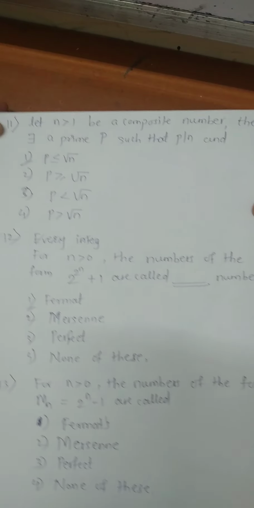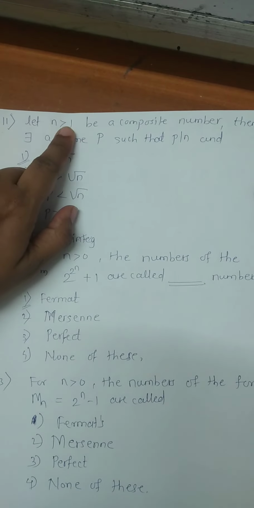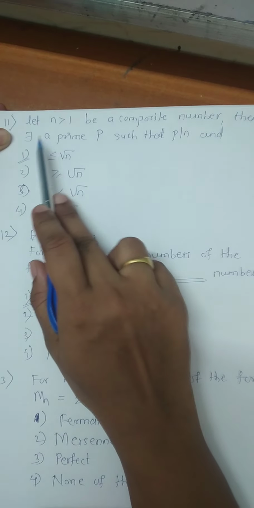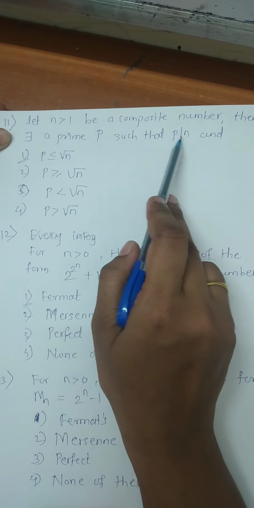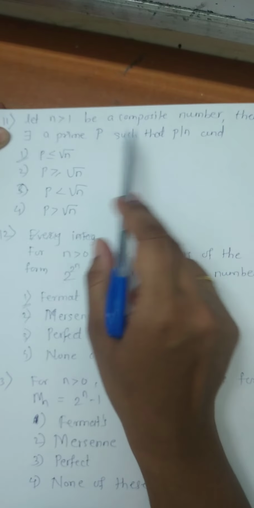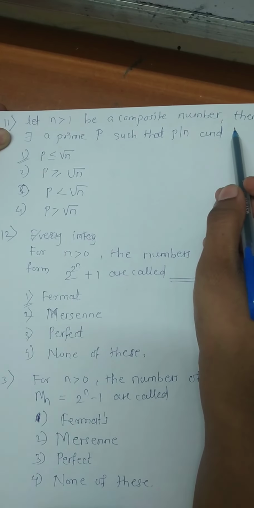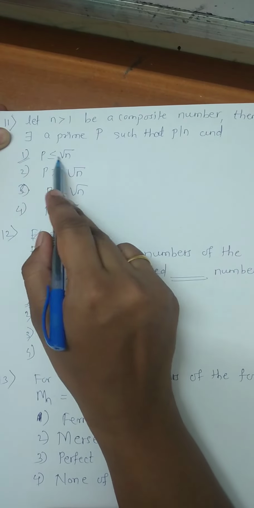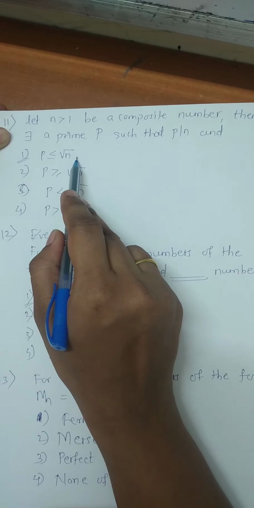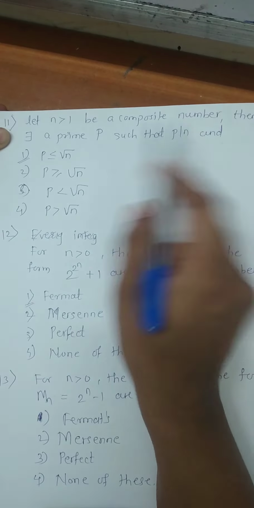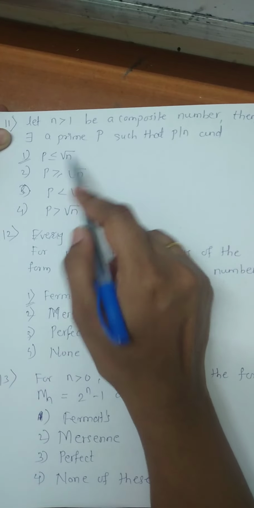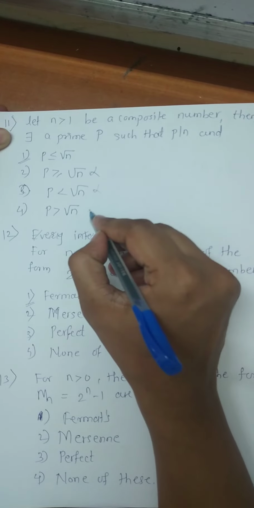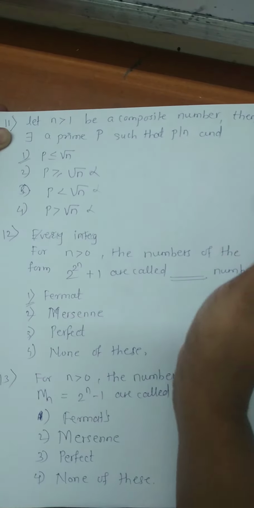So first MCQ: let n greater than 1 be a composite number, then there exists a prime p such that p divides n and p is less than or equal to root n. We have proved this theorem, and I have already uploaded a video on it. So option 1 is the correct option, where p divides n and p is less than or equal to root n. Second option is wrong, third is also wrong, and fourth is also wrong.